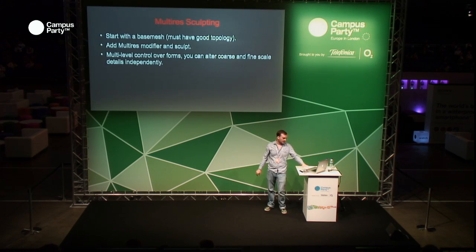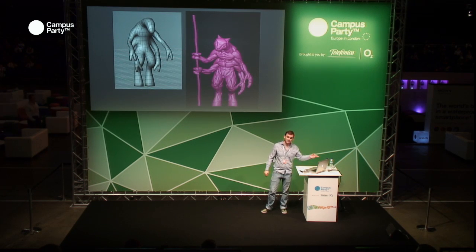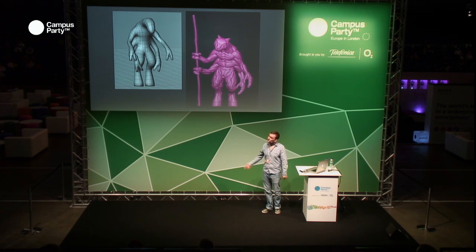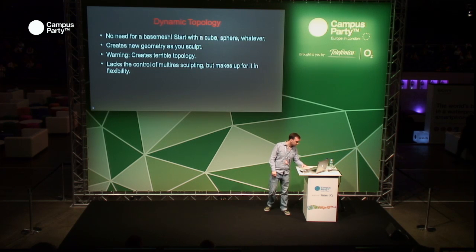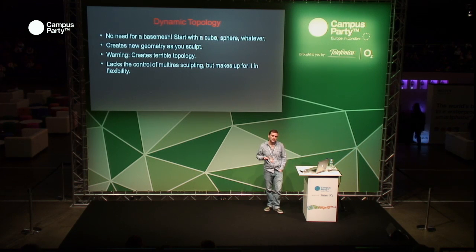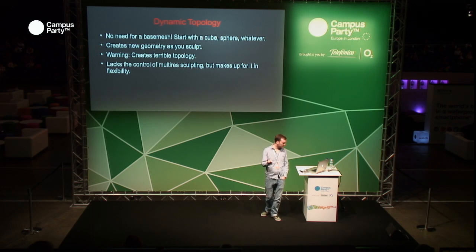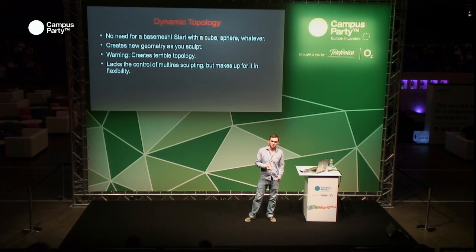So what if you're thinking that still looks way too complex for me? There's another model I made with multi-res sculpting, by the way. You can see on the left is the low-resolution model, and on the right is one that's been sculpted on for some time. But like I say, what if you don't want to do that? What if you just want to start with a cube or a sphere, something that has very little geometry at all? You can do that now thanks to Blender's new dynamic topology features.